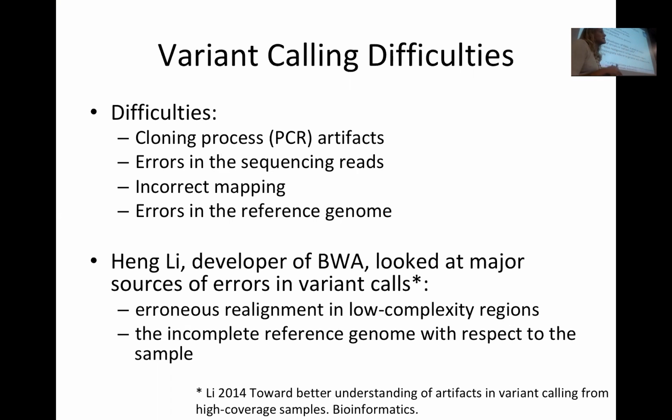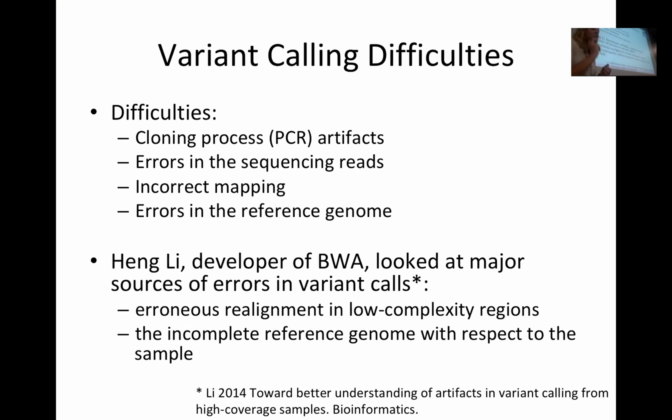If your reference genome has been misassembled or has an error, which totally happens, you may actually have the correct variant or the correct nucleotide in your data set, and the reference is the one that's actually wrong and there isn't a real variant. Those are hard to detect. Heng Li, the developer of BWA, all around generally just an amazing bioinformaticist, wrote this paper looking at major sources of errors in variant calls.